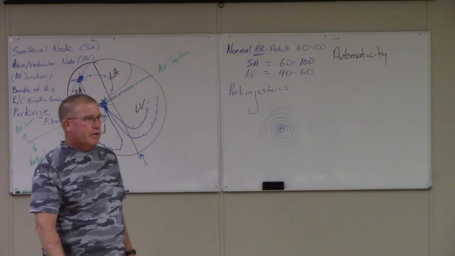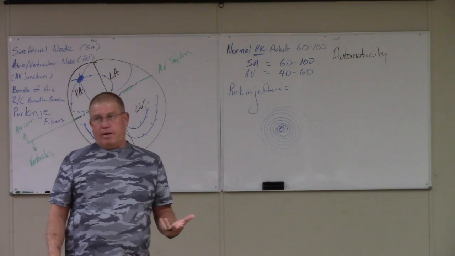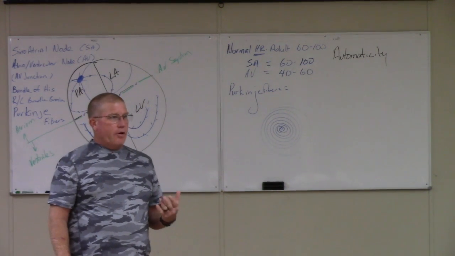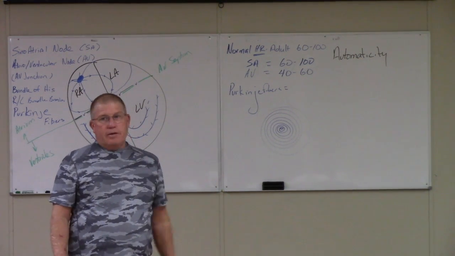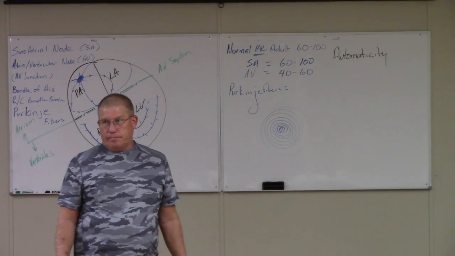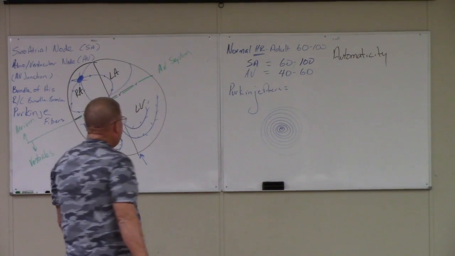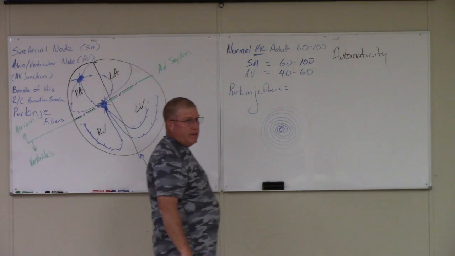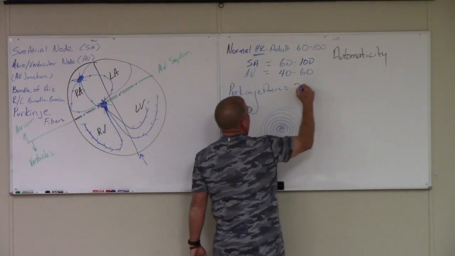Purkinje fibers are the third pacemaker site. They themselves can create electrical impulse. Okay? Their inherent heart rate is 20 to 40.